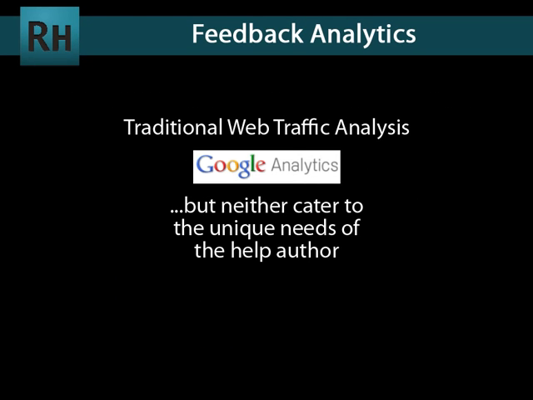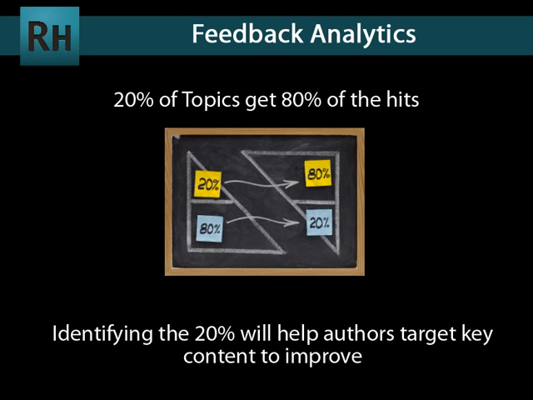Technical communicators are looking for better solutions. Until now, they have had to rely on traditional web traffic analyzers and the growing popularity of Google Analytics. However, these approaches do not adequately serve the unique needs of the help author. As is often the case, it seems the 80-20 rule applies. 20% of your topics are getting the most visits. So identifying those topics is a big step to improving content and helping your users get where they want to go.